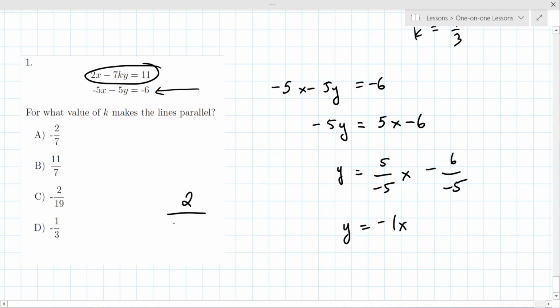So 2 over 7 times k has to equal -1, and -1 is really -1 over 1, and this is where you cross multiply. So 2 equals -7k, and then you divide by -7. So k equals -2/7, so it is a. All right.